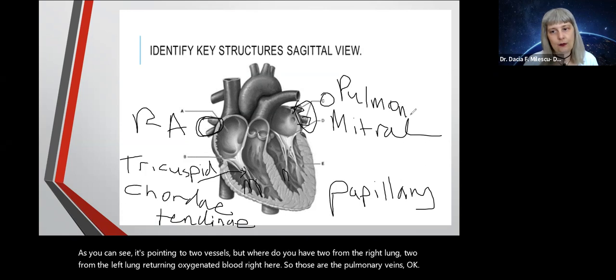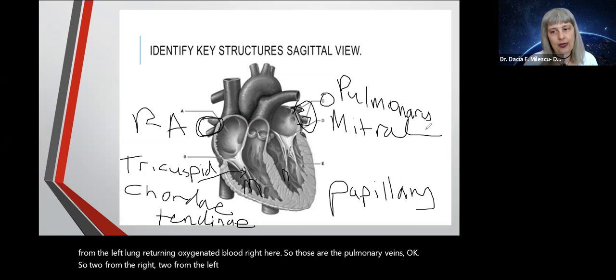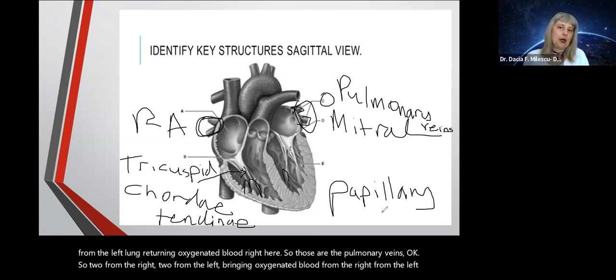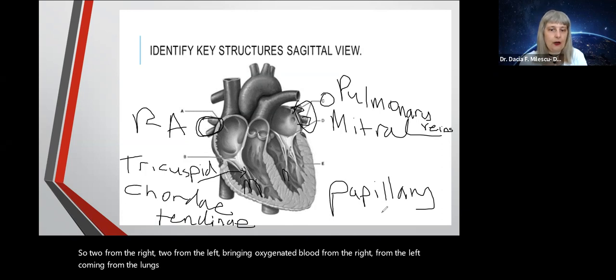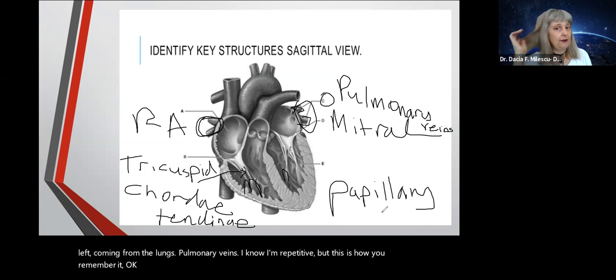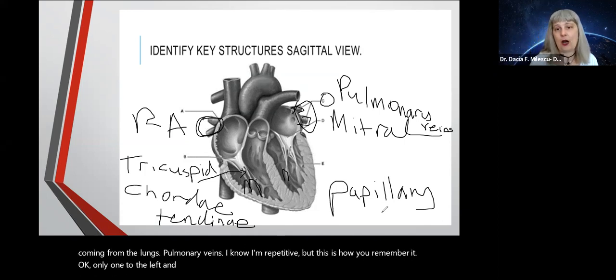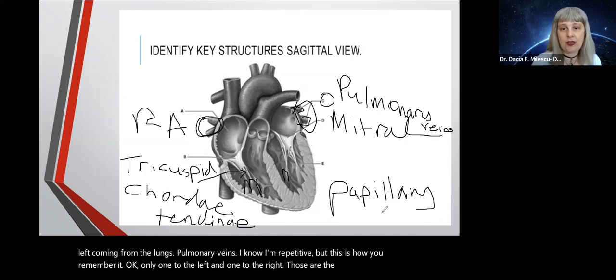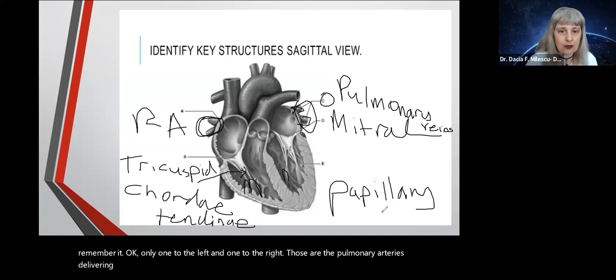Two from the right, two from the left, coming from the lungs, bringing oxygenated blood: pulmonary veins. I know I'm repetitive, but this is how you remember it, okay? Only one to the left and one to the right. Those are the pulmonary arteries delivering the deoxygenated blood to the lungs.